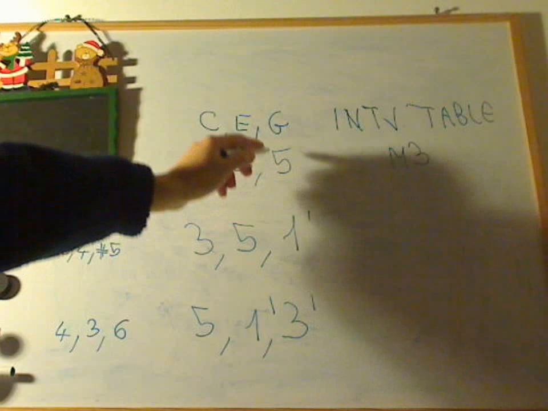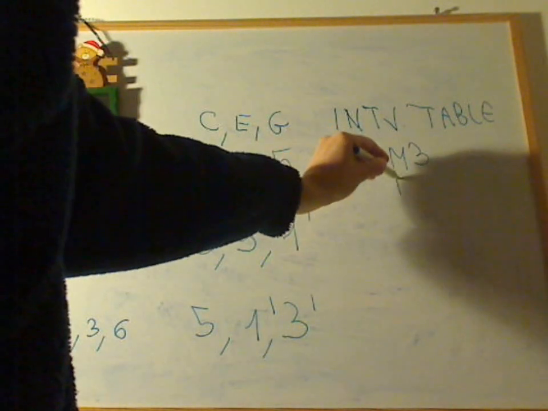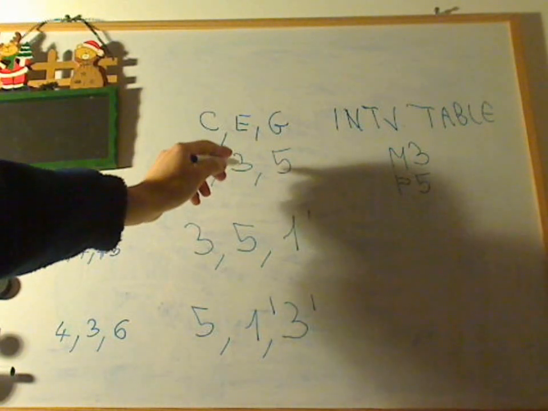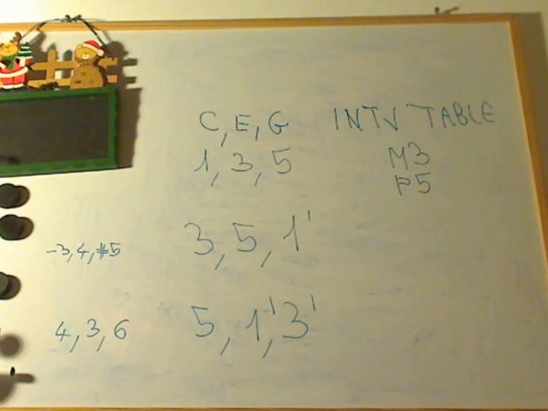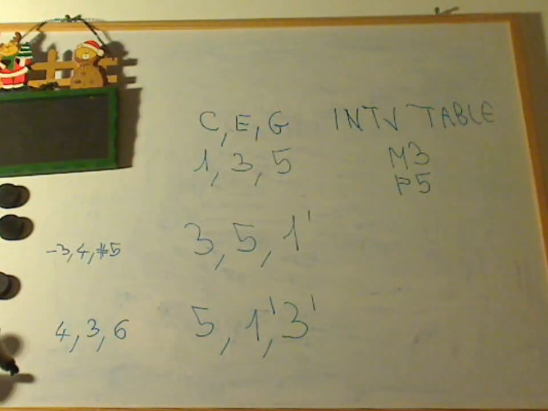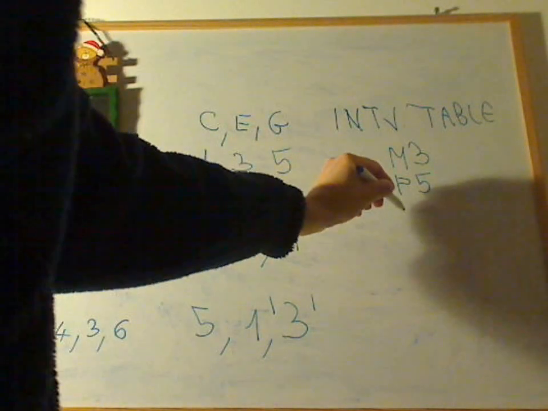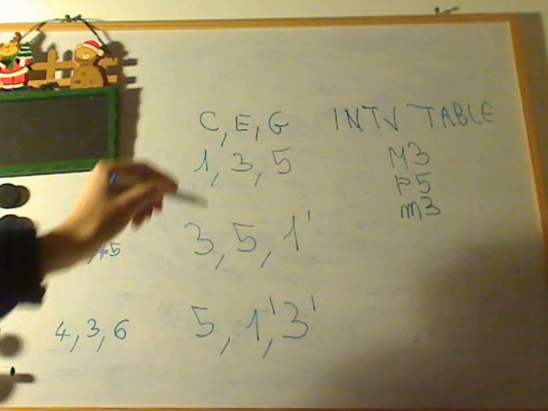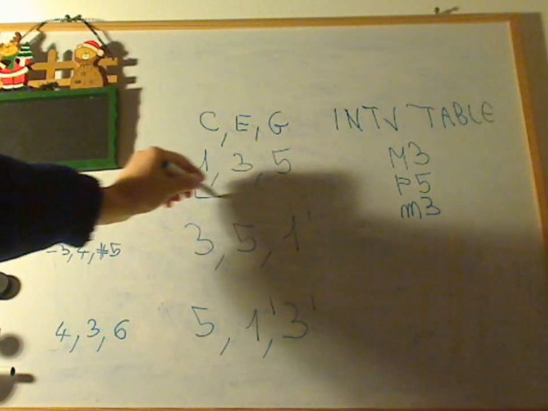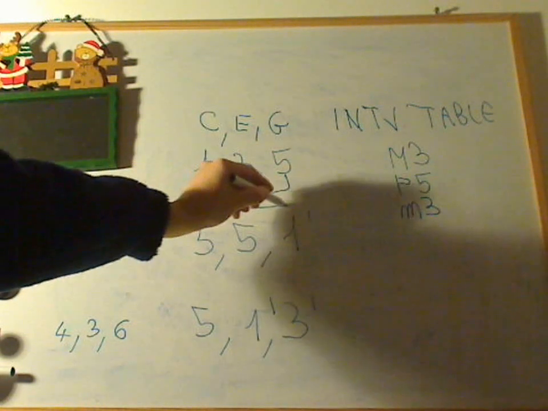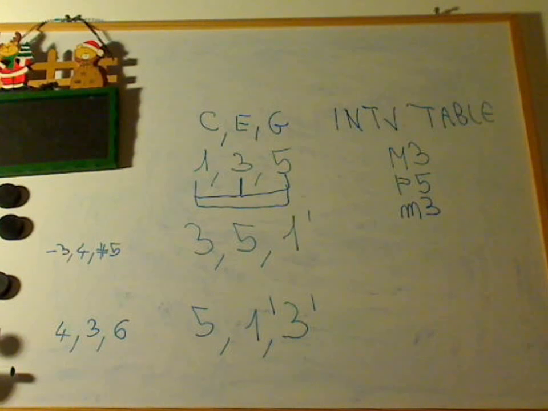Then I have 1, 5, an interval of a perfect fifth. Then I have the distance from the third, major third, to the fifth. That's a minor third, so I write minor third. These are the first intervals that I encounter. One here, and one here. 3 interval distance in a root position.